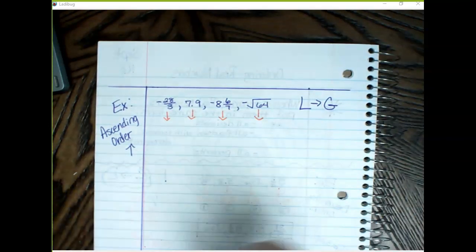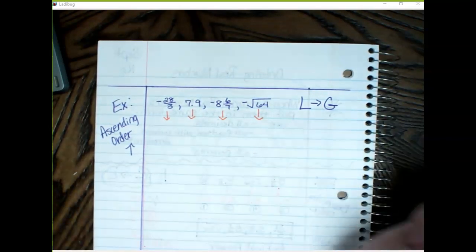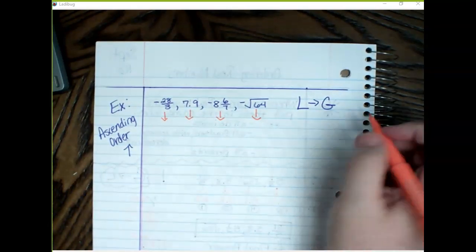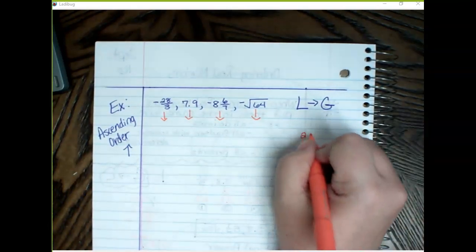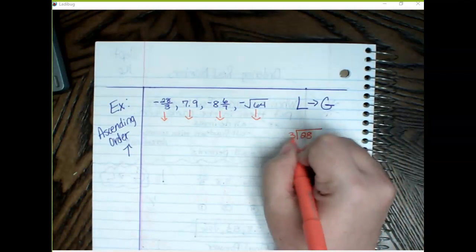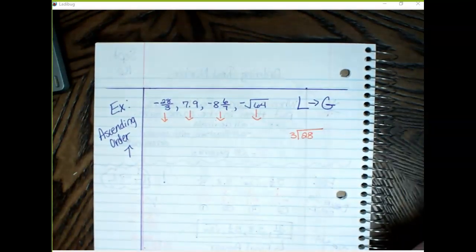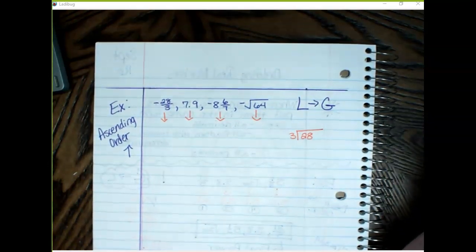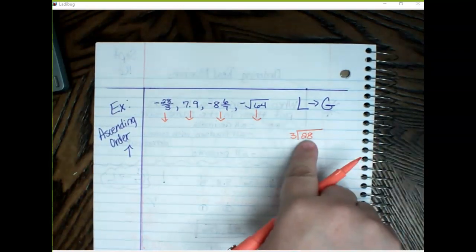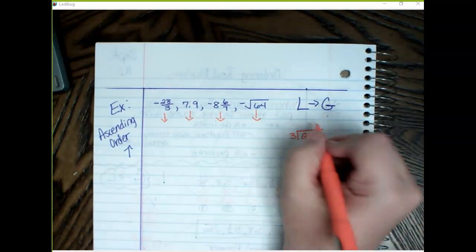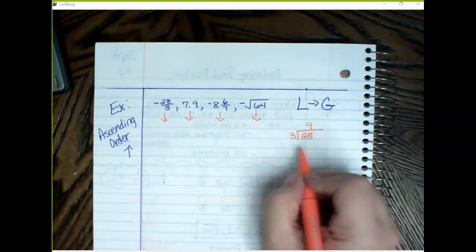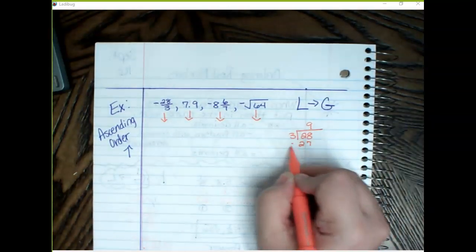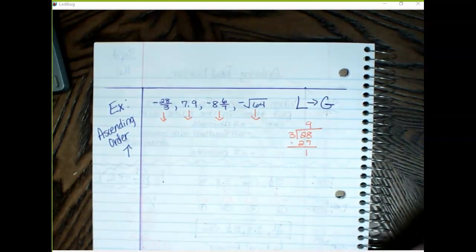Negative 28 over 3. It's a fraction. What do I have to do? Top in, bottom out, divide. Side work. 28 divided by 3. 3 goes into 28. 3 times 8 is 24. 3 times 9, 27. So that's as big as we can go without going over. So 9 times 3 is 27. Remainder 1. How do I keep going?